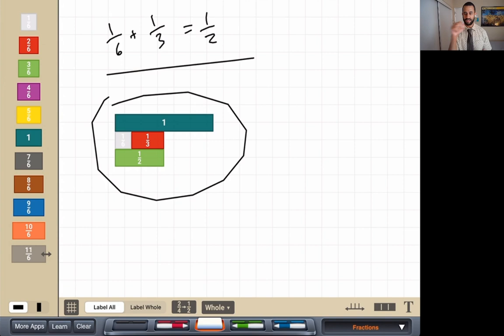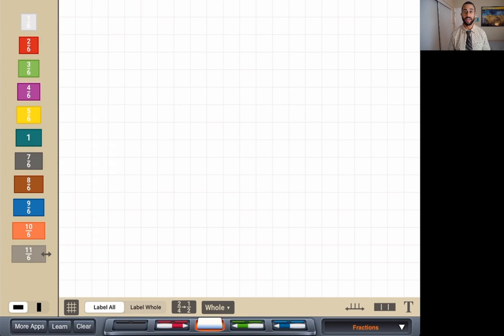That's the whole thing, right? Your students are going to start with this model and then they have to go to the algebraic representation. That transition is hard for them to make if they don't have this model. Okay, so let's do the next problem. Let's clear everything. Let's do 1/3 minus 1/4. This is going to get a little interesting. So 1/3 minus 1/4.